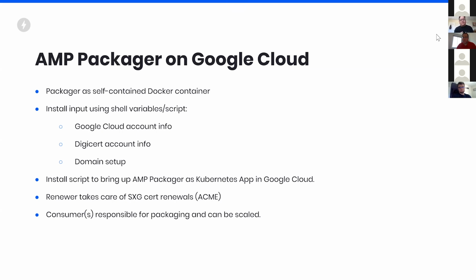Once it's up, there will be a renewer instance of AMP packager that takes care of renewing sign exchange certificates automatically through ACME. And this is why you need the DigiCert account information. And then you have 2 or more consumers that are responsible for the packaging aspect of the deployment. And those could be scaled up depending on how you configure your cluster. Next slide, please.